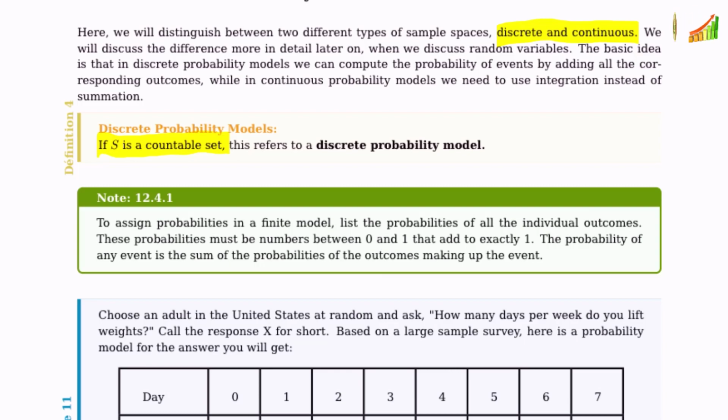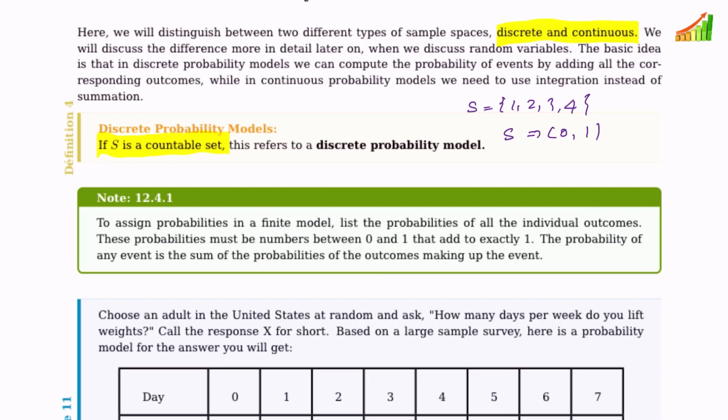Can you give me an example of a countable set? I say S equals {1, 2, 3, 4}. This is a countable set. If I give you something like this, S is each number between 0 and 1, is this countable? No. Why? How many numbers are there between 0 and 1? Infinitely many numbers. So that is not countable. Then it should be continuous. I will explain that later.